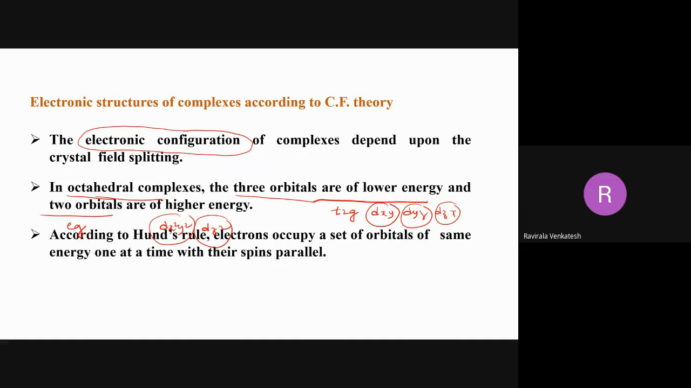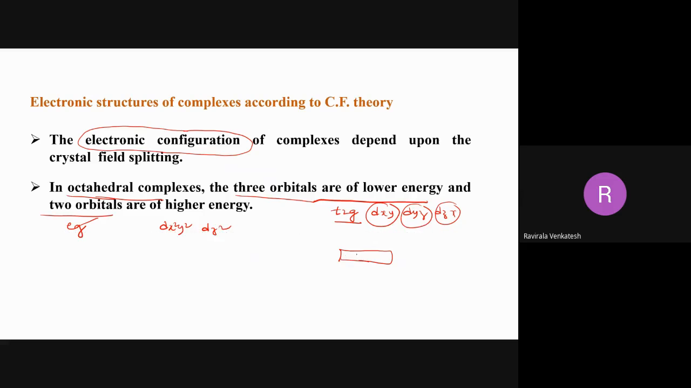Whenever you're filling the electrons in the t2g and eg orbitals, which rule do we have to follow? Hund's rule, isn't it? Hund's rule says electrons occupy a set of orbitals of the same energy one at a time with their spins parallel. You have to follow Hund's rule, which means you pair the electrons only after half filling.